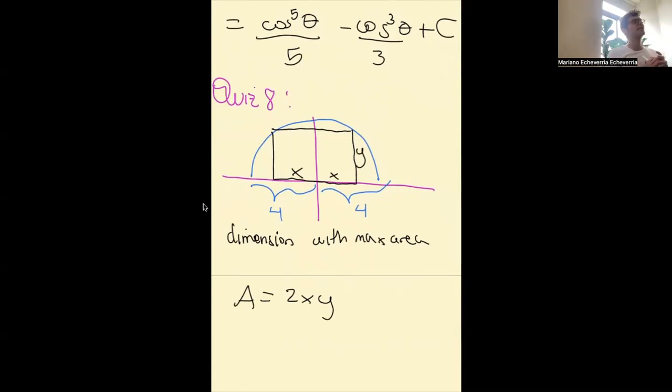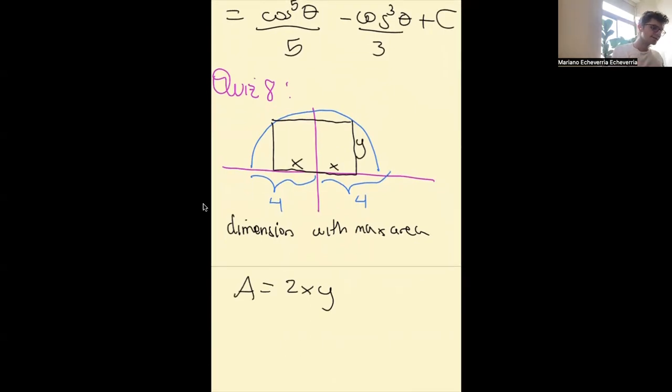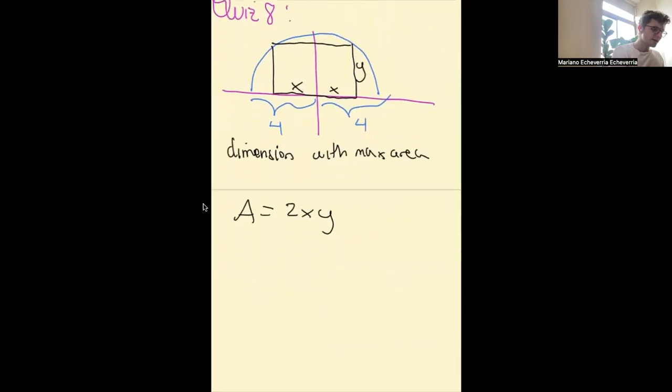Now in all optimization problems, you need an extra equation to find a relation between the variables. So what's the relation that you could use? Well, here's secretly a right triangle, right? If you see it here. So by the Pythagorean theorem, x squared plus y squared is the hypotenuse squared. But what's the hypotenuse? The hypotenuse is literally the radius, so it's 4 squared. So you can put here 4 squared.